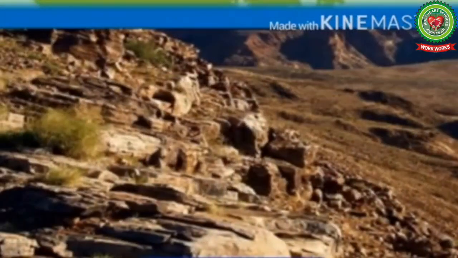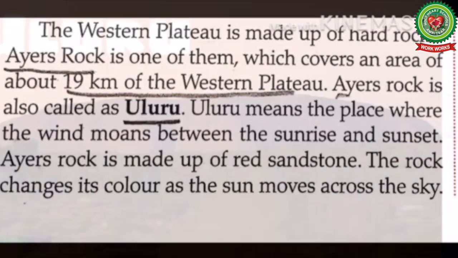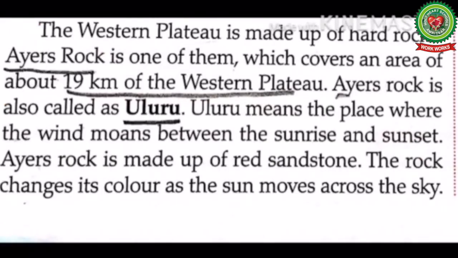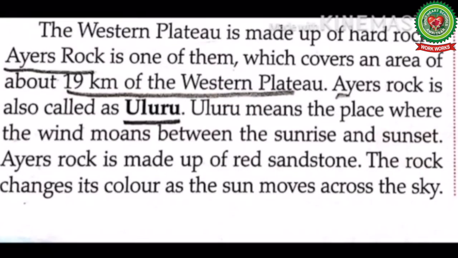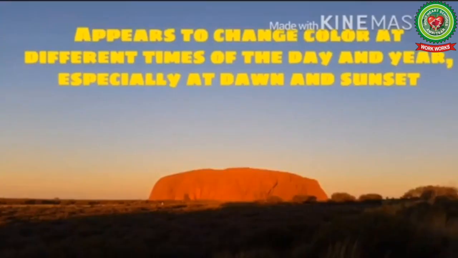The Western Plateau is made up of hard rocks. Ayers Rock is one of them, which covers an area of about 19 km of the Western Plateau. Ayers Rock is also called Uluru. Uluru means the place where the wind moans between the sunrise and sunset. Ayers Rock is made up of red sandstone. The rock changes its color as the sun moves across the sky.